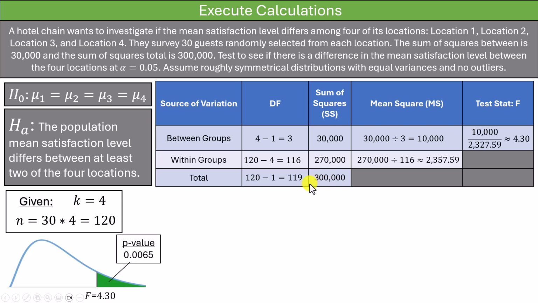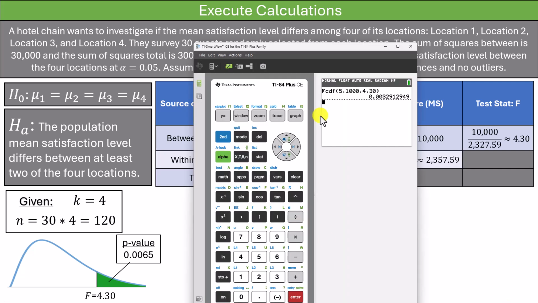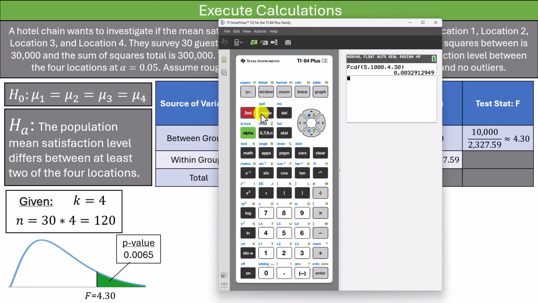Next, we can go ahead and find the p-value, which looks like I'm already putting the answer here. It's apparently 0.0065, but let's verify that based on the calculator here. So we can go to second distribution, and we can scroll down to that option 0 for the FCDF. The lower bound is going to be the F value. It's the 4.3 that we found in the table. That'll always be the lower bound.